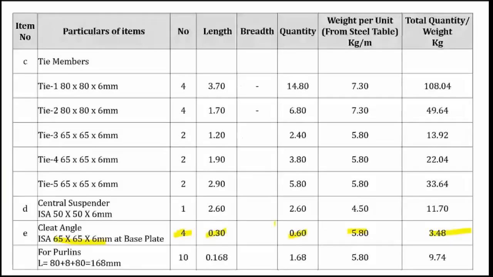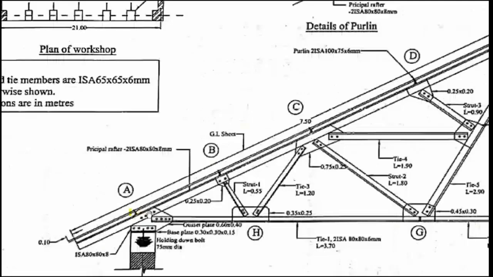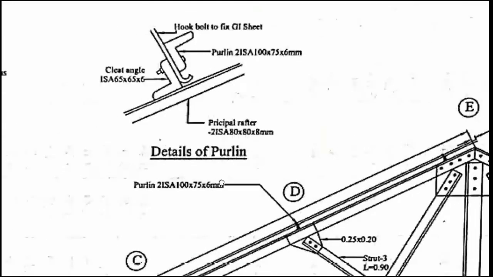Then next is for purlins we are going to calculate. You can see now this is the purlin we have. These are the purlins. What dots you are seeing here? These are the purlins we have. So these details are given somewhere here. These purlins are being connected to this principal rafter with the help of this cleat angle, which is of size 65 by 65 by 6.